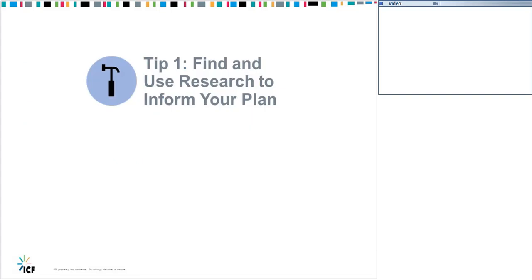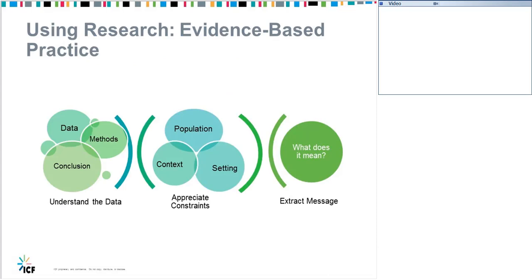So tip number one, find and use research. If you haven't figured this out yet, Kristen and I are big fans of the research base and figuring out how to extract information from the research base. But we also know that you're really, really busy and that that isn't the easiest thing to do. So how do we do that in an efficient way?